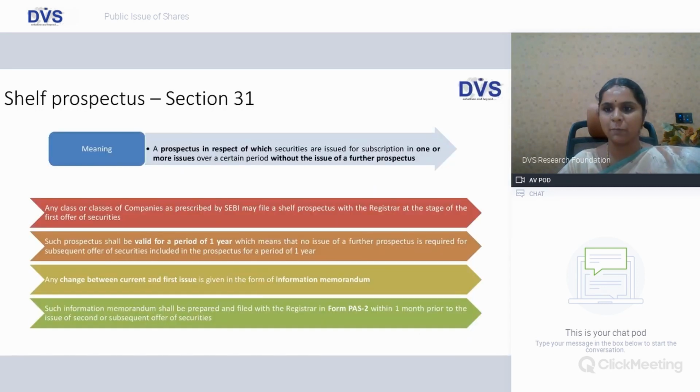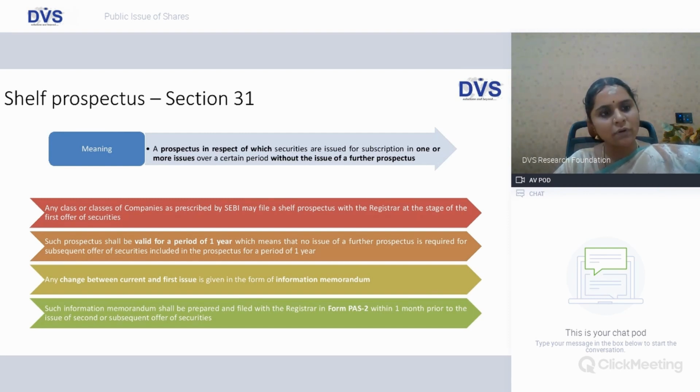Now, next type of prospectus is shelf prospectus. This prospectus is defined under the explanation provided under section 31, which says in respect of which securities are issued for subscription in one or more issues over a certain period without the issue of further prospectus. So this is going to be like an omnibus provision. So you will have the shelf prospectus done and you are certain that there are going to be further issuances which are going to happen in the near future.